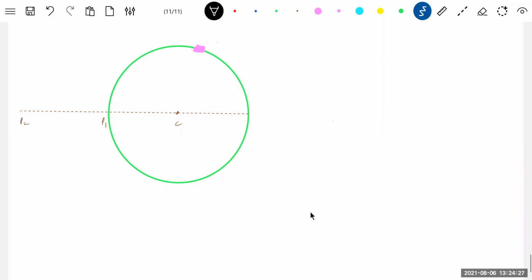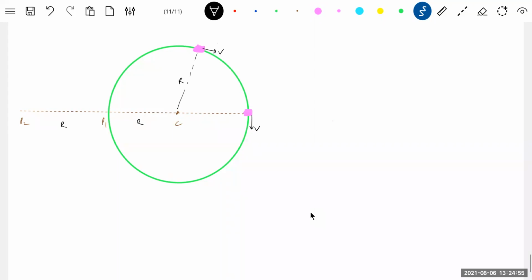It is moving with a constant speed in a circular path of radius r. This also is at a distance r and r. So when the same object comes here, I'll ask you what will be the angular velocity of the particle about C, about P1, about P2. I can define it about any point.